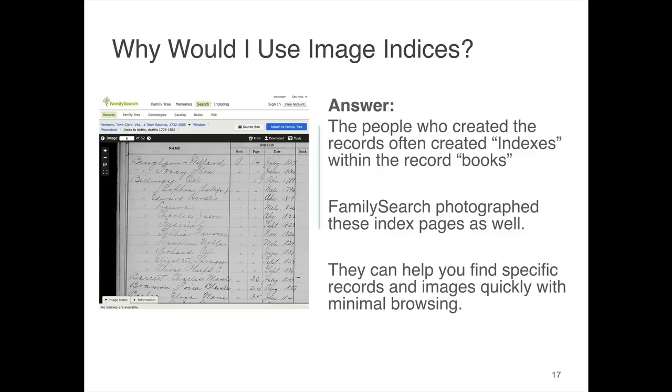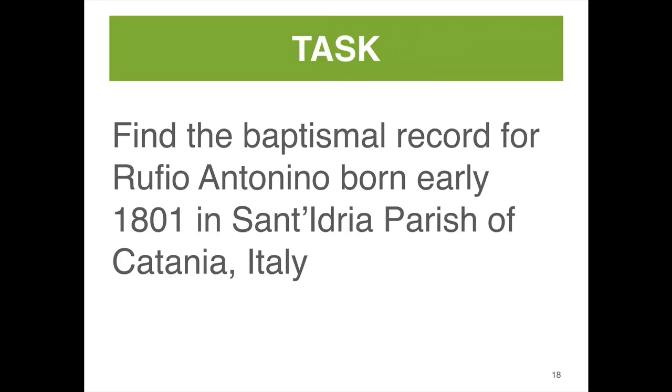However, the people who create the images often will create a summary of the work that they did or the ordinances that they recorded. When we find those manually created indexes inside of the record books, we photograph those as well, and they can be very helpful in helping you jump quickly to specific pages in the document. Let's take a very quick task to demonstrate this. I'm going to look for the baptismal record for Rufio Antonio. He was born in early 1801 in the Santa Adira parish of Catania, Italy.